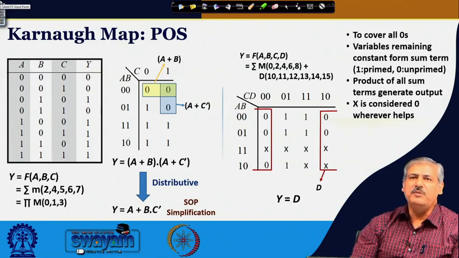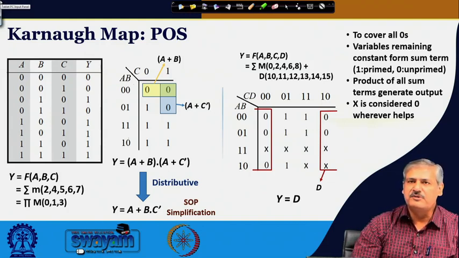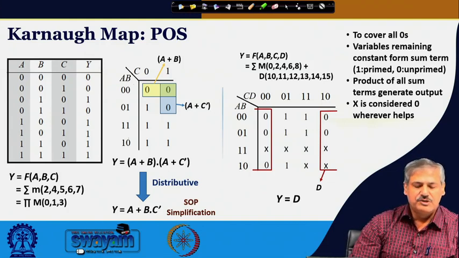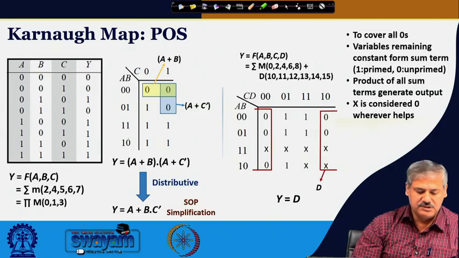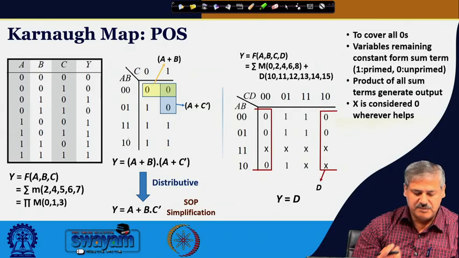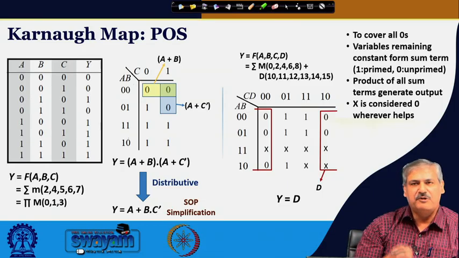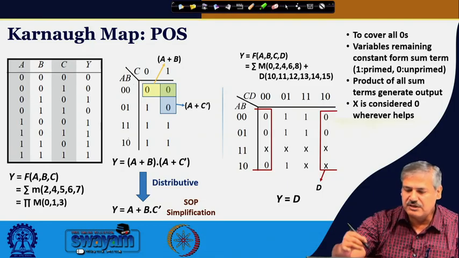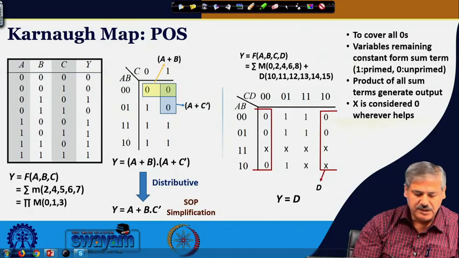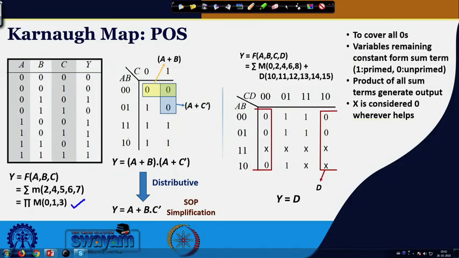Now, this can be used for POS, that means product of sums representation, also. So, for that we look at some example. The example that you have seen for the 3 variable case, 2, 4, 5, 6, 7. Now, from the maxterm point of view, where zeros are to be covered. Okay. So, the maxterms are 0, 1, 3. These are the maxterms that need to be covered.